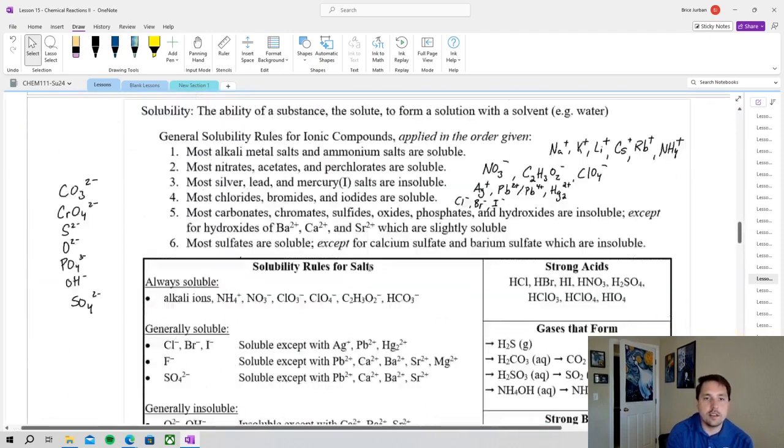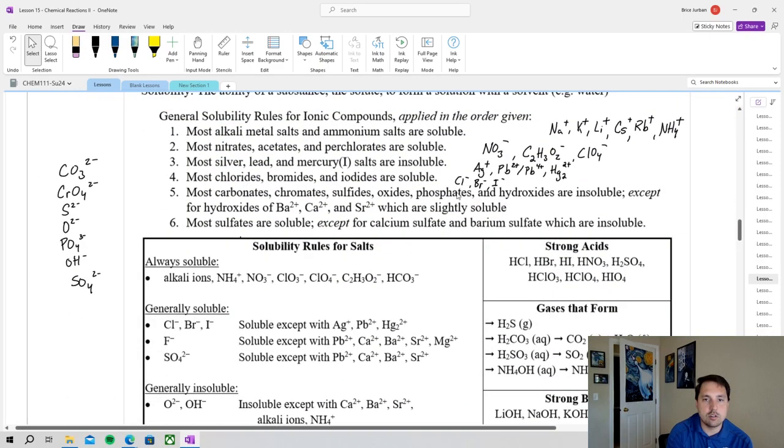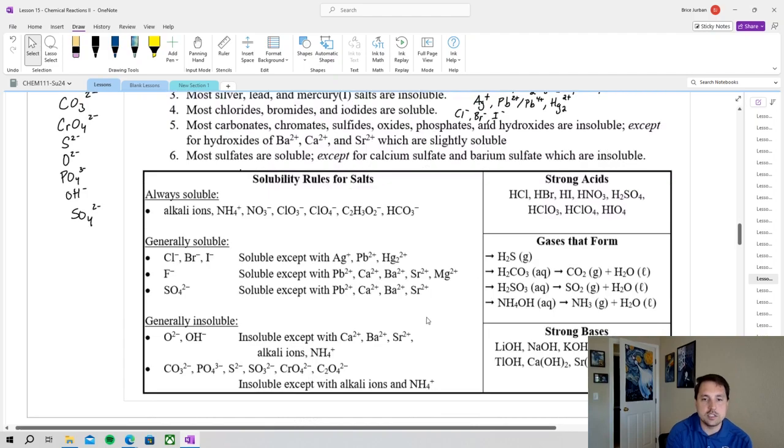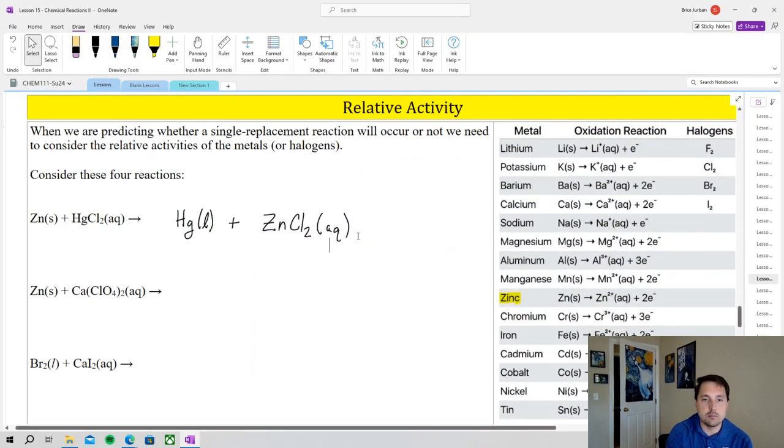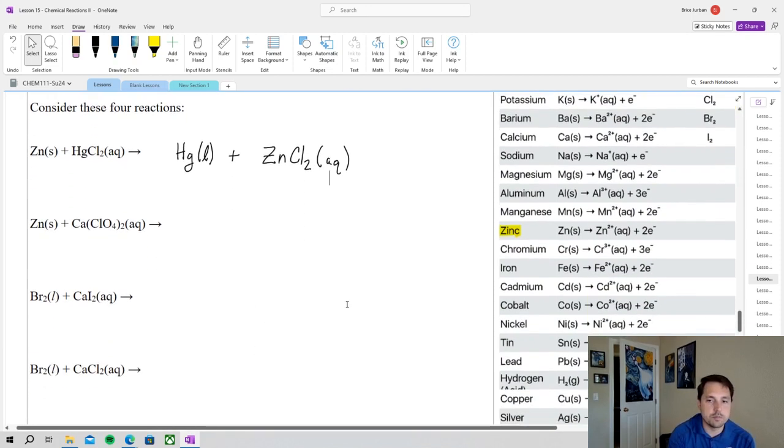But we could look at the solubility rules and say, well, most chlorides are soluble. And I don't see zinc listed here at all. So I'm going to assume that it is soluble. And so that's kind of how we can make also use of the solubility rules.